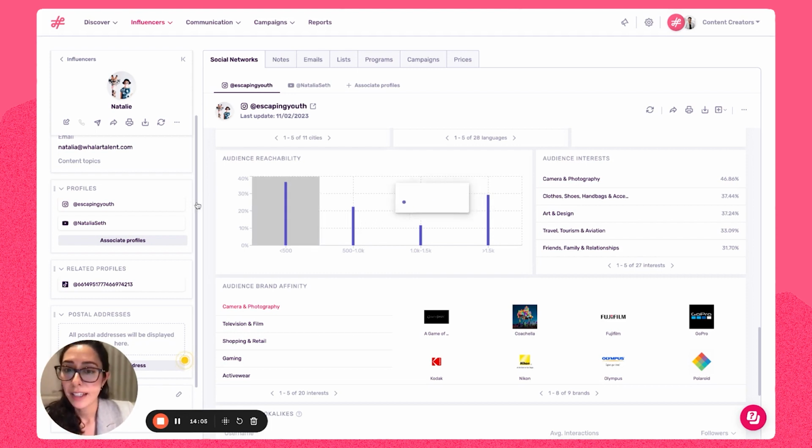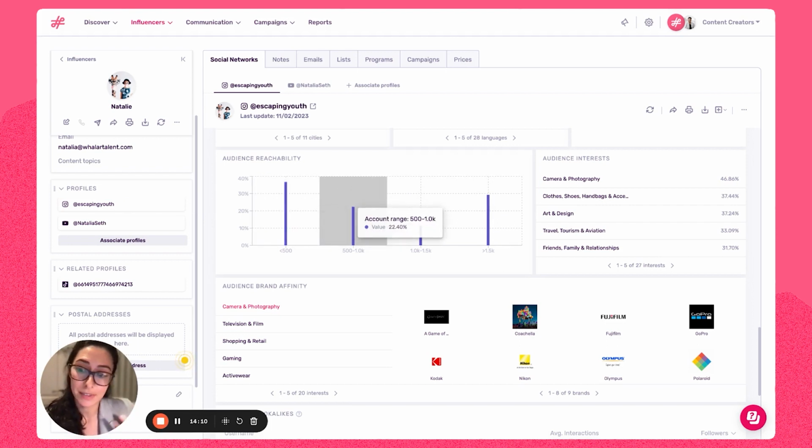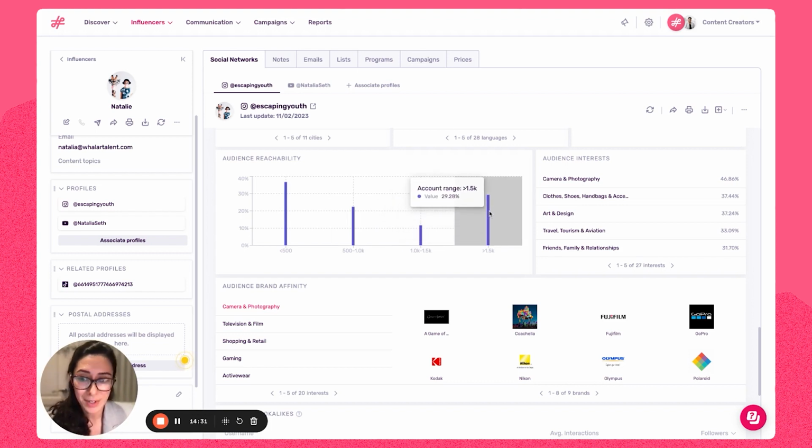So ideally, you would want 50% of her audience to be in these two columns. This means that at least 50% of her followers follow less than 1,000 accounts. Think of it this way. If users are following less than 1,000 accounts, a sponsored post from you is more likely to appear in their feeds, right? Because there's not so much competing content. However, if most of her audience were following over 1,500 accounts, well, then it's almost impossible that your sponsored content would make its way to them, because there's just so much content in their feeds that they probably wouldn't see it and maybe your money would be wasted.